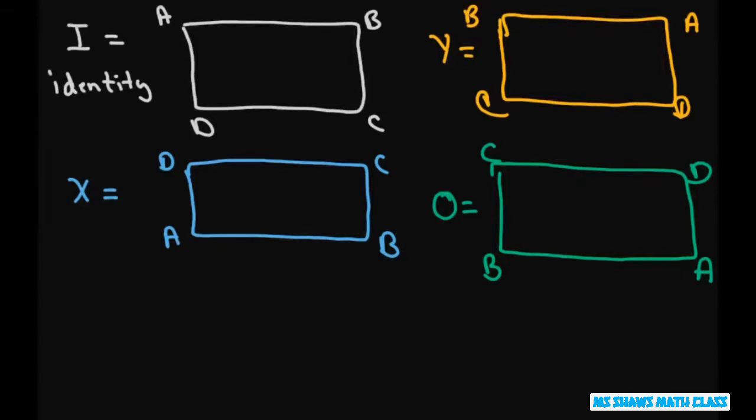counterclockwise. I'm going to let X be the reflection over the x-axis. So if I draw a little x-axis there, all I did is change my A with my D, and I interchanged my C with my B. All right, and then Y, I did the same thing, except it's a reflection over your Y.